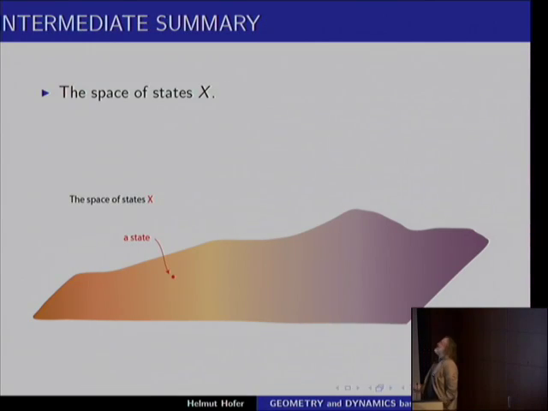Okay, so let's have an intermediate summary here. Okay, so if I want to describe a physical system, then what I need is a space of states. Think of this as a geometric space, a landscape. Can be two-dimensional, can be three-dimensional, can be four-dimensional, can be infinite-dimensional. A landscape. Then each point represents a state of the system.